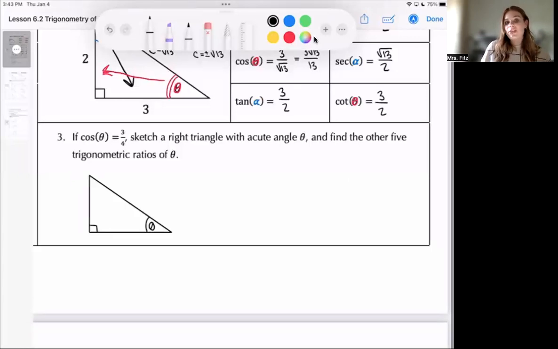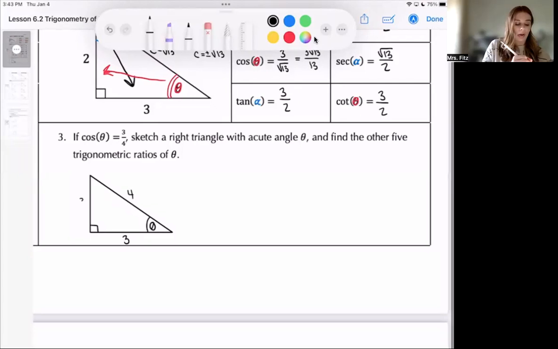And cosine of theta is a trig ratio where we have adjacent over hypotenuse. So this means your adjacent leg is 3 and your hypotenuse is 4, but we actually don't know the opposite leg. So we're going to have to find that. So we can use Pythagorean theorem. 3 squared plus, we'll call this b, I guess, b squared is equal to 4 squared. So we end up with 9 plus b squared equals 16.